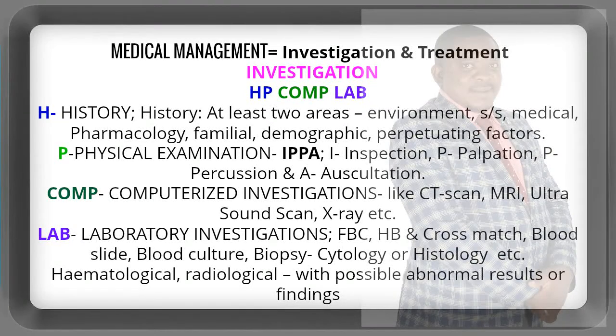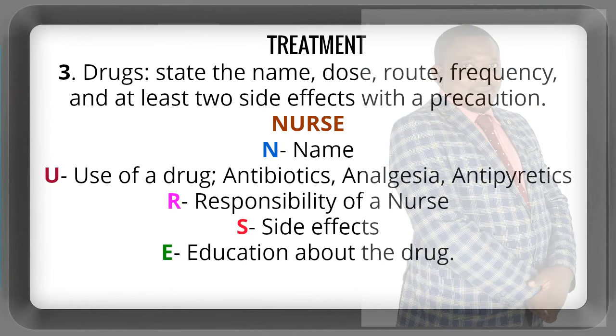So in the investigation, you just follow HP Comp Lab as a mnemonic on how you're going to lay out your notes, how you're going to lay out your investigations. You start with history, physical examination, and a computerized investigation necessary for that condition, and then we also do a lab investigation that includes a full blood count, cross match, a blood slide, and the likes. Okay, so now that takes us to treatment.